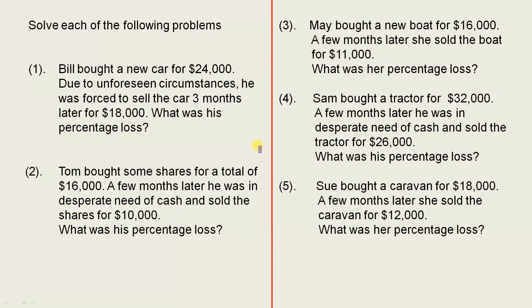Number 3. May bought a new boat for $16,000. A few months later, she sold the boat for $11,000. What was her percentage loss?